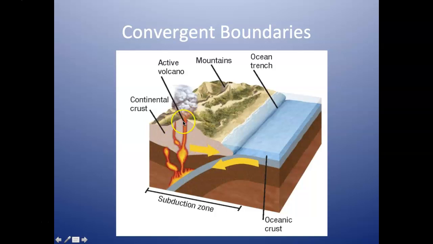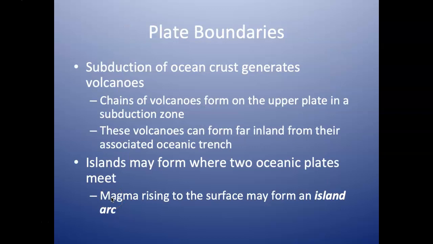and form our volcanoes as well. So when we get these oceanic crusts generating our volcanoes, once again, the upper plate, in this case of the subduction zone, is usually going to form chains of volcanoes along those mountain ranges. Those volcanoes can actually form far inland, as they are still associated with that oceanic trench and this subduction process.